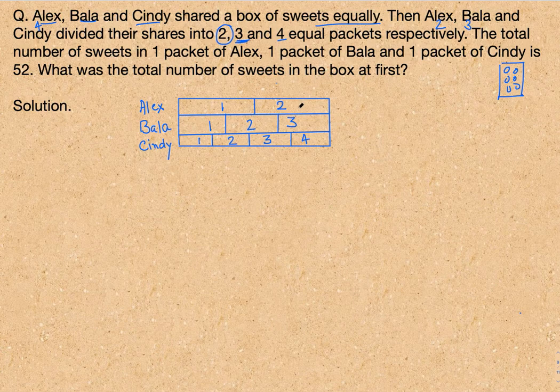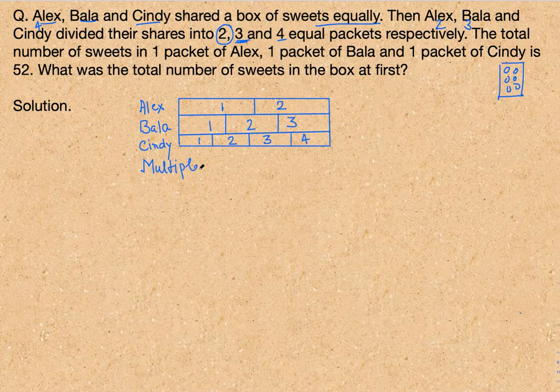So what could be that number? That number has to be the least common multiple of 2, 3 and 4. We have studied multiples of a number in primary 4. So let's do it. Let's write them quickly.